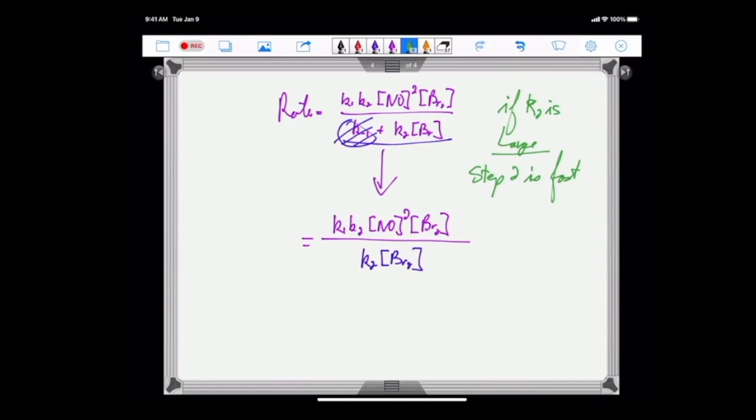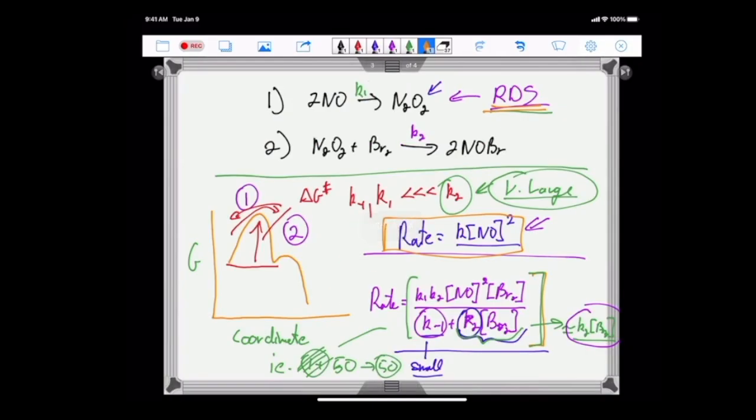Now, because we no longer have a sum of terms in the denominator, we can simplify. K2 will cancel K2, Br2 cancels Br2, and this can now be rewritten as K1 [NO] squared. If you notice, that is the same conclusion we drew when we looked at it back over here. By inspection, if I know the first step is rate determining, I can simplify this where K1 is the dominant form, in which case I can say the rate equation is approximately equal to this. That's the first thing that we taught in today's class.